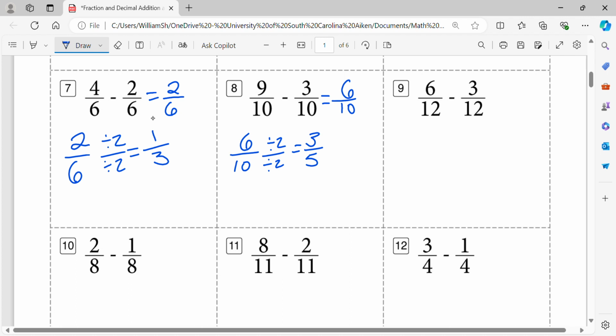Number 9, I have 6/12 minus 3/12. I have the same denominator, so I can just subtract across the numerator. So 6 minus 3 is 3. I'm left with 3/12 here.